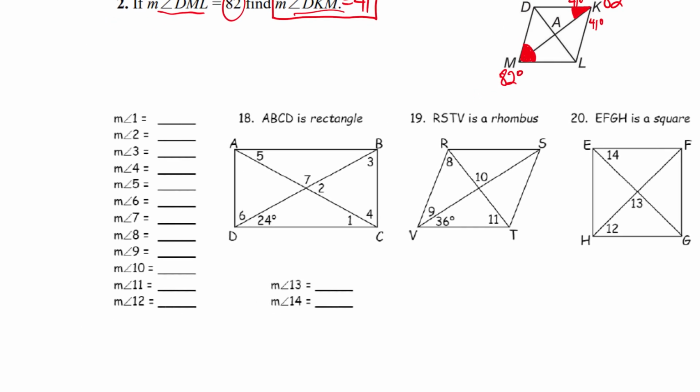Okay, on this bottom part here, all I care about is this one right here. So we're just going to look for angles 8, 9, and 10. Let's start off with angle 9. Since this is a rhombus, this angle and this angle are going to be equal to each other. So since this is 36, angle 9 is going to be 36. What about angle 10? How big is angle 10 going to be? It's 90. Diagonals are perpendicular.